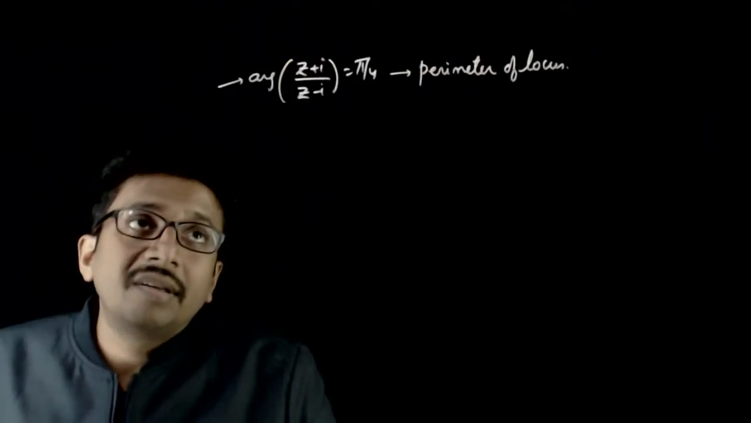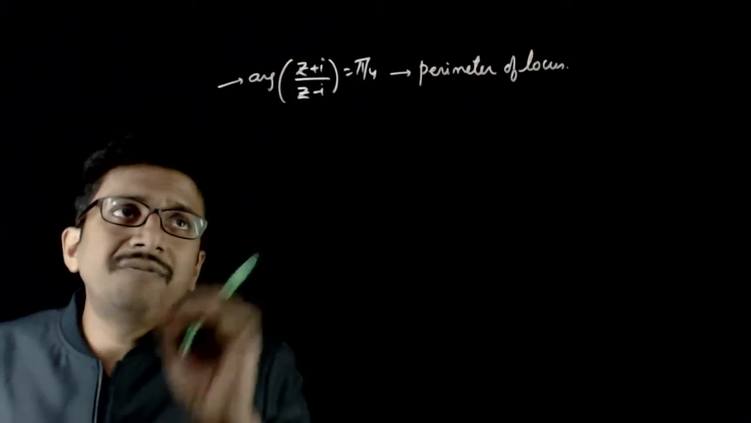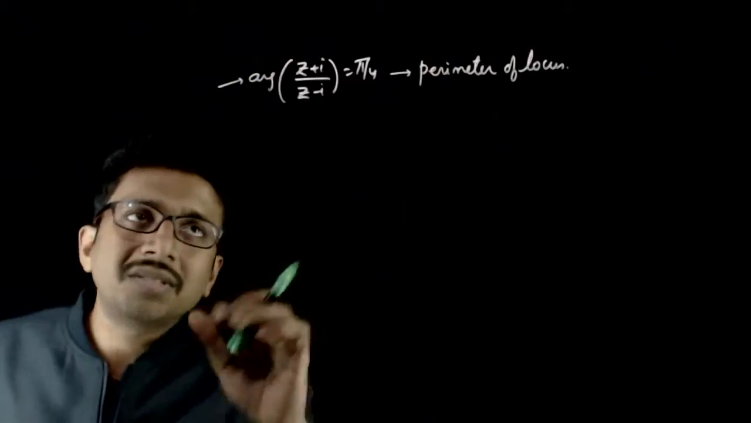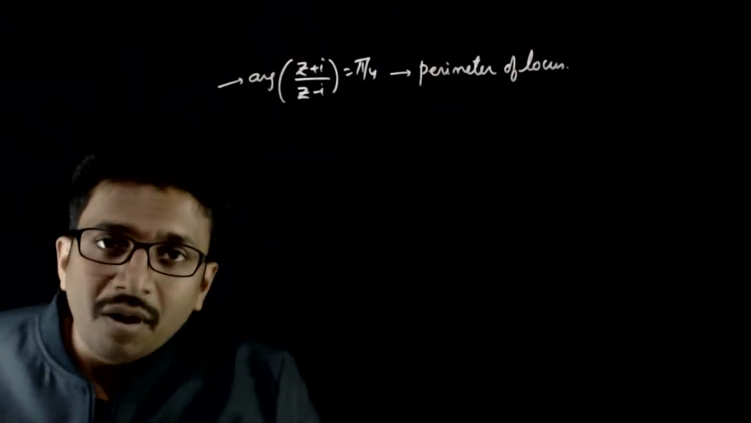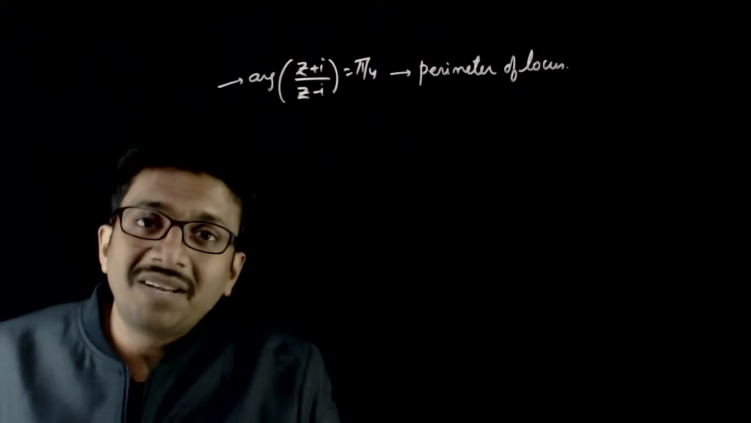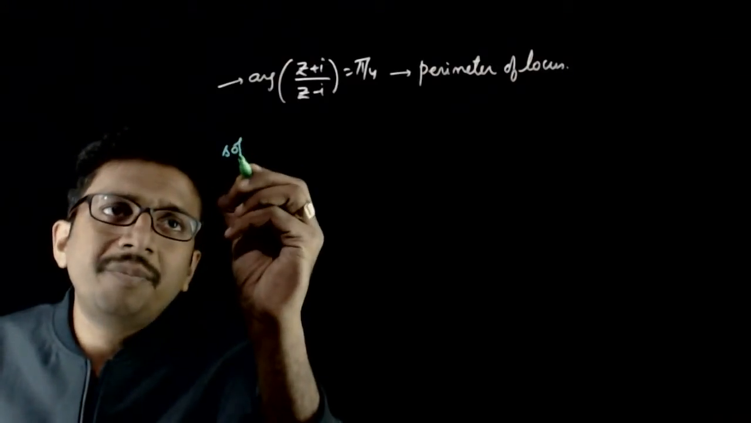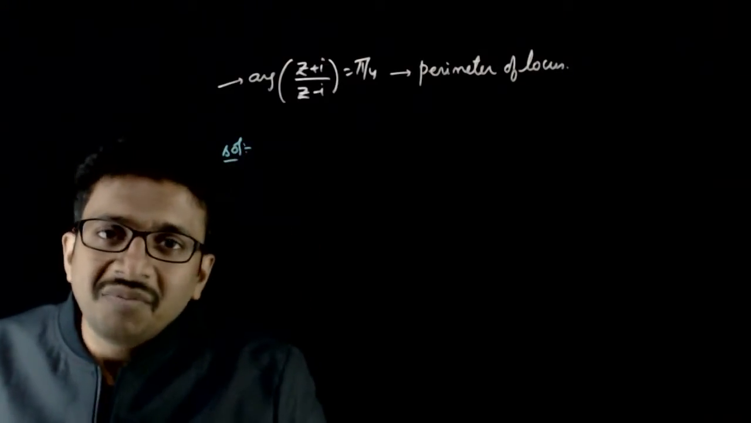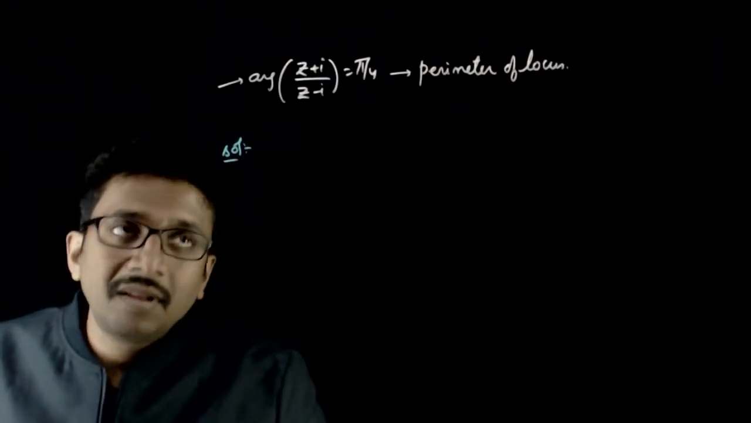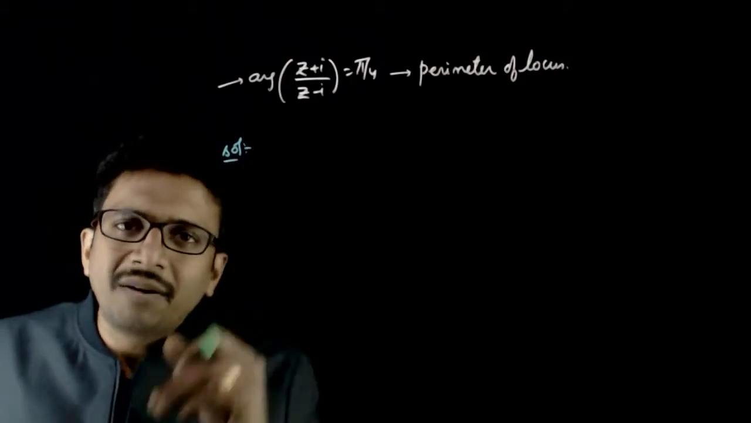So welcome students. In this question, you're asked to find the perimeter of the locus represented by argument of (z plus i) by (z minus i) is equal to pi by 4. This is a question based on the rotation theorem in complex numbers. So first let us try to understand the background of this question.